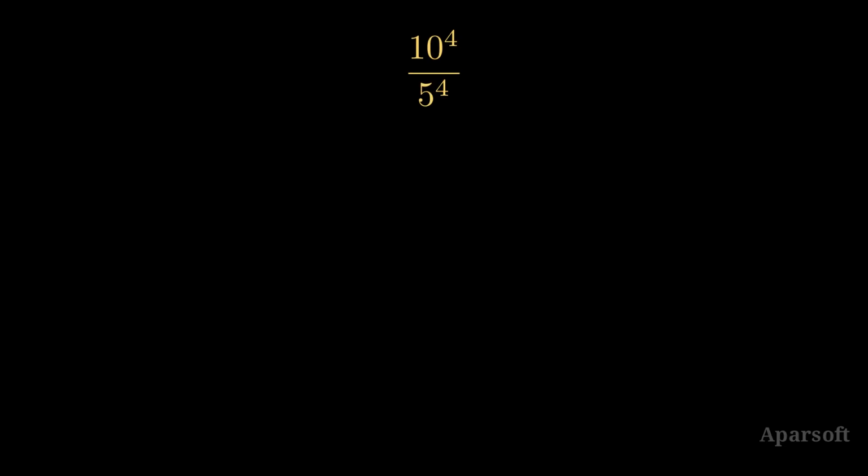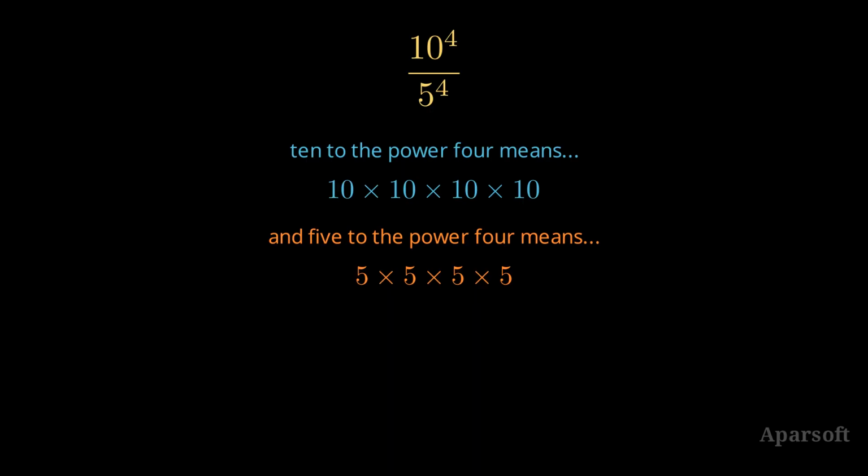Here is our expression 10 to the 4th over 5 to the 4th. But what does 10 to the 4th actually mean? It is 4 tens multiplied together. 10 times 10 times 10 times 10. And 5 to the 4th? 4 fives multiplied together. 5 times 5 times 5 times 5. So the whole fraction looks like this.